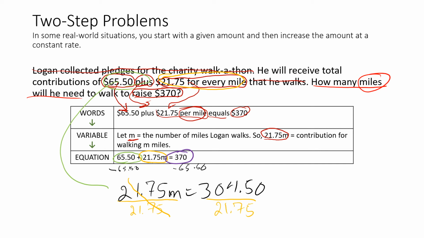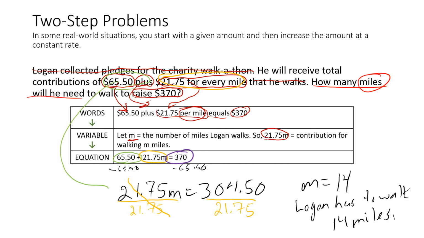And that is going to mean that we now have M equaling, so if you get out your calculator, 304.5 divided by 21.75, and we should have 14. And now we've solved it. So, right, Logan has to walk 14 miles.